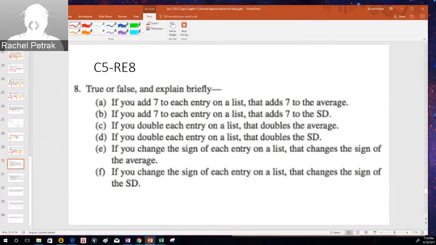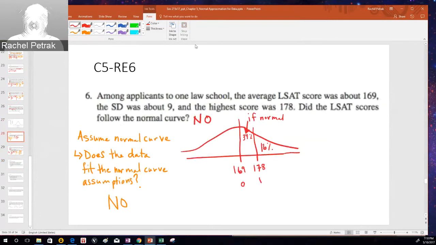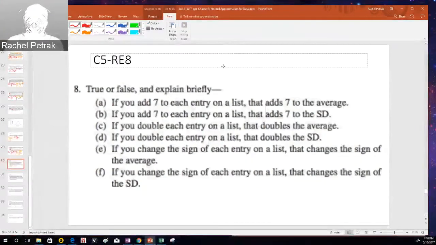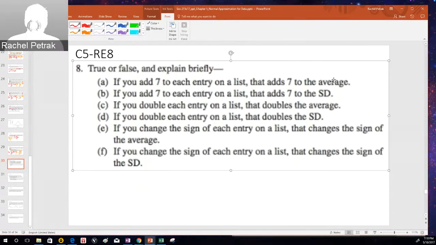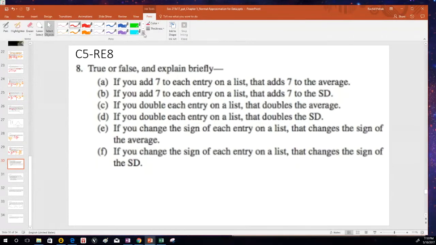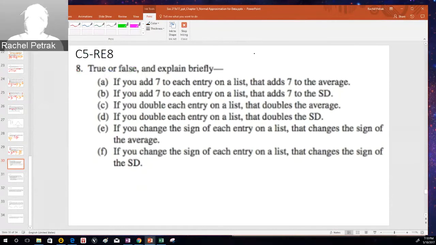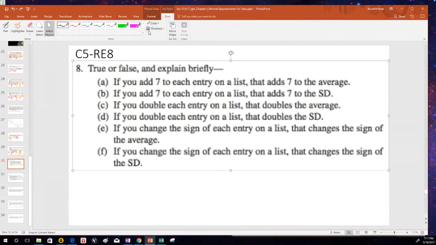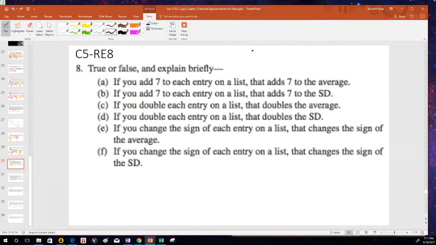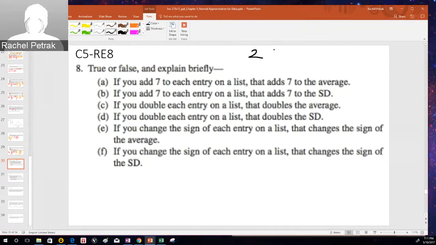If you add 7 to each entry on a list, that adds 7 to the average. Should we illustrate these numbers with some examples? Let's do it with a very small data set. Let's say my data set is 2, 4, and 6, whatever. I'm just picking some numbers so we can look at these.